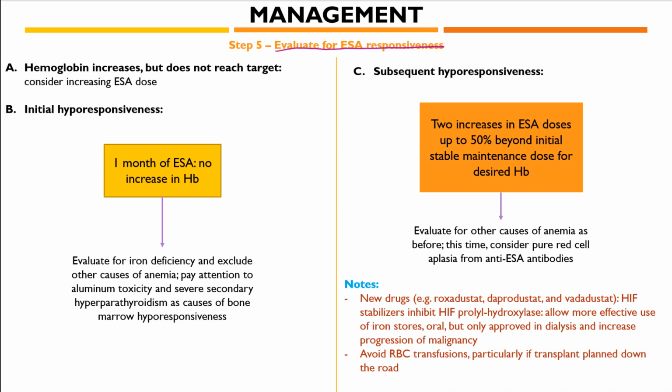to check. The first is that if your hemoglobin increases, but not to the target of 10 to 11 with a stable dose of ESA, you may have to up the dose, and that's fine, you just titrate accordingly. However, if your hemoglobin doesn't respond at all in the first month, despite an appropriate dose of ESA, this is called initial hyporesponsiveness. In initial hyporesponsiveness, you should evaluate the patients for iron deficiency and any other major causes of anemia. In the CKD setting, you should pay particular attention to aluminum toxicity and severe secondary hyperparathyroidism as reasons that your bone marrow might not be responding.